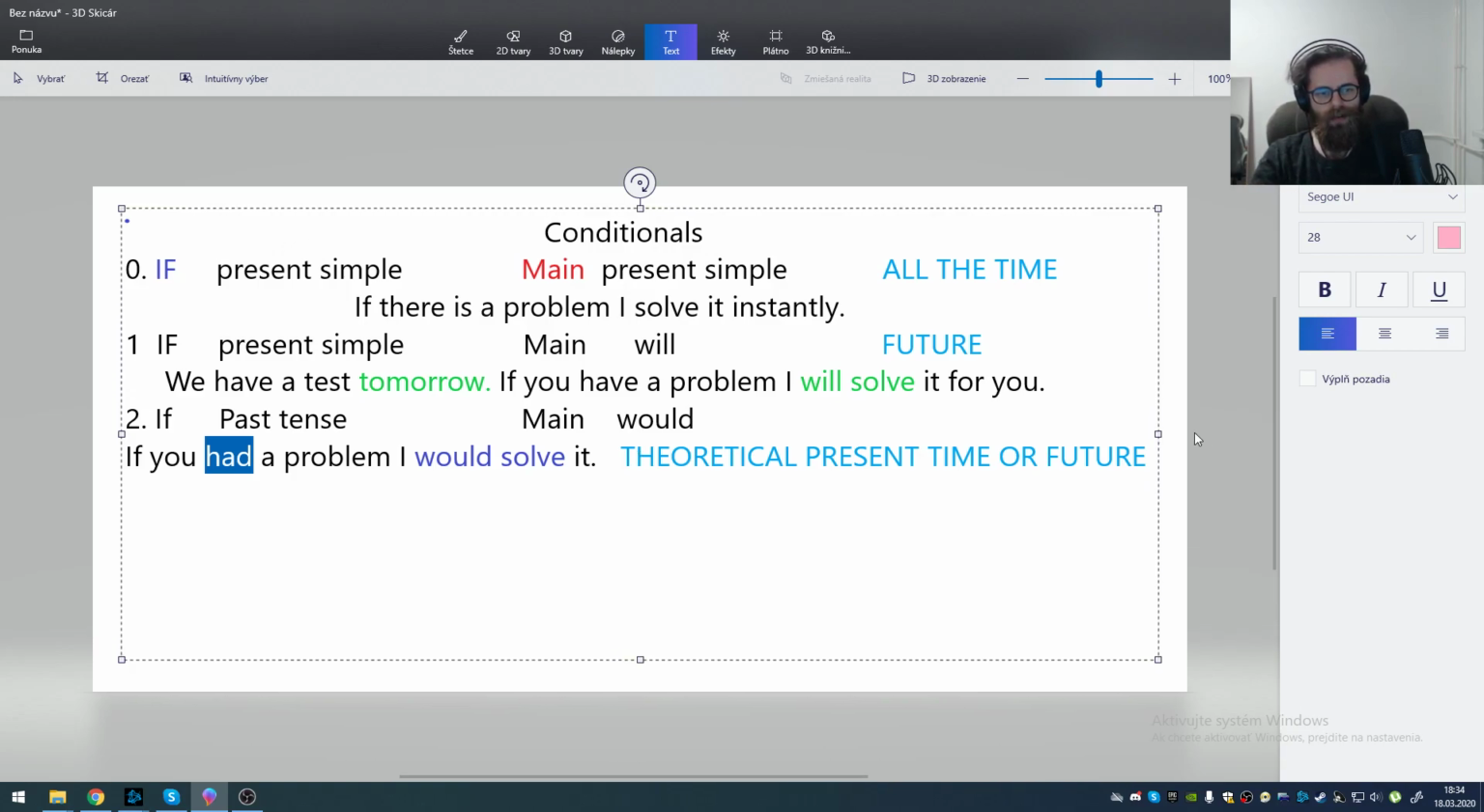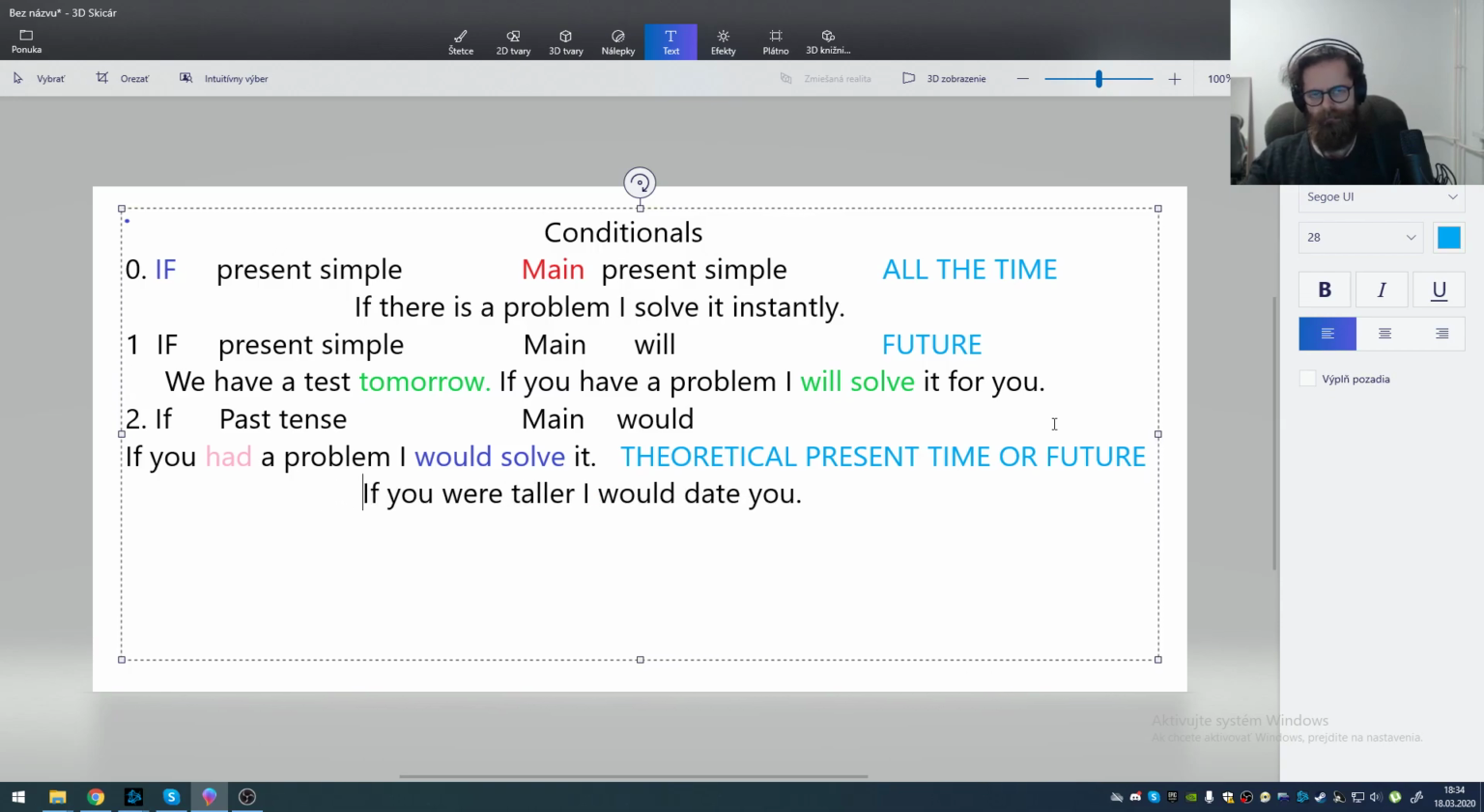so it's all good. Another very easy example would be, let me change the color here. If you were taller, I would date you. Now, I'm pretty sure that this is what some guys hear all the time. I cannot help you with that. You will not be taller. This is the thing. It's unreal. You cannot be taller. Once you reach some age, it's just over for you. Embrace it.